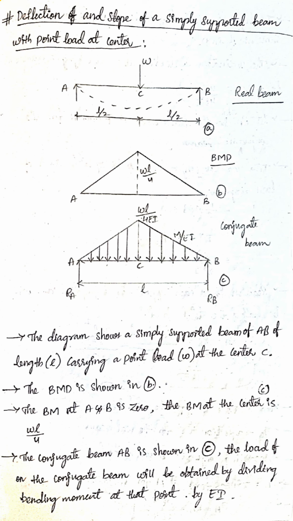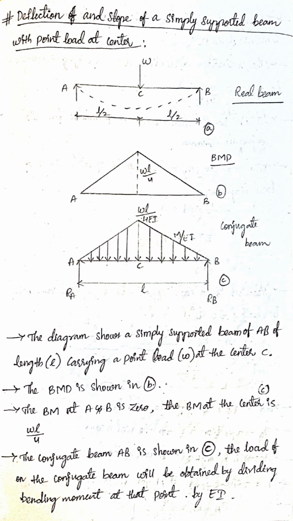Coming to the supports, in the actual beam it is simply supported at A and simply supported at B. Therefore, in the conjugate beam also it will be simply supported at A and at B. As the bending is sagging between A and B, it is a positive bending moment. Therefore, the load is downwards in the conjugate beam. The diagram shows a simply supported beam AB of length L carrying a point load W at the center. The bending moment is shown in the figure.